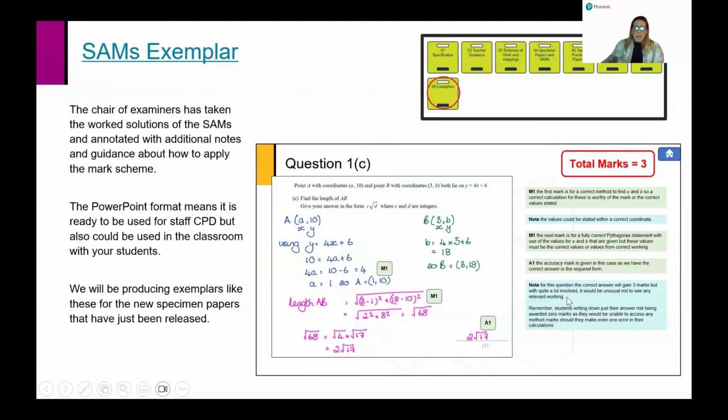The SAMS exemplars, so we've taken that exemplar approach for the sample assessment materials, and the chair of examiners has taken our worked solutions and has annotated them with where the marks would be allocated to give guidance as to how to apply the mark scheme. It's in a new format.